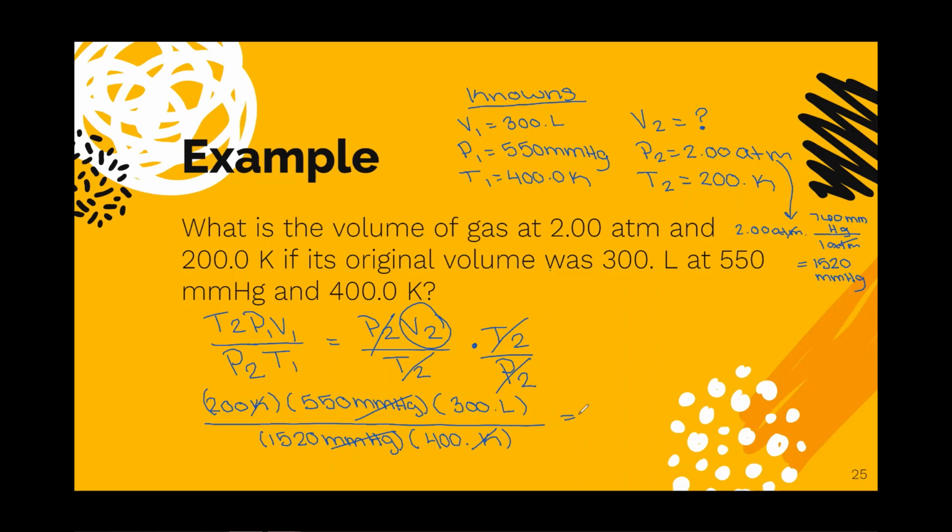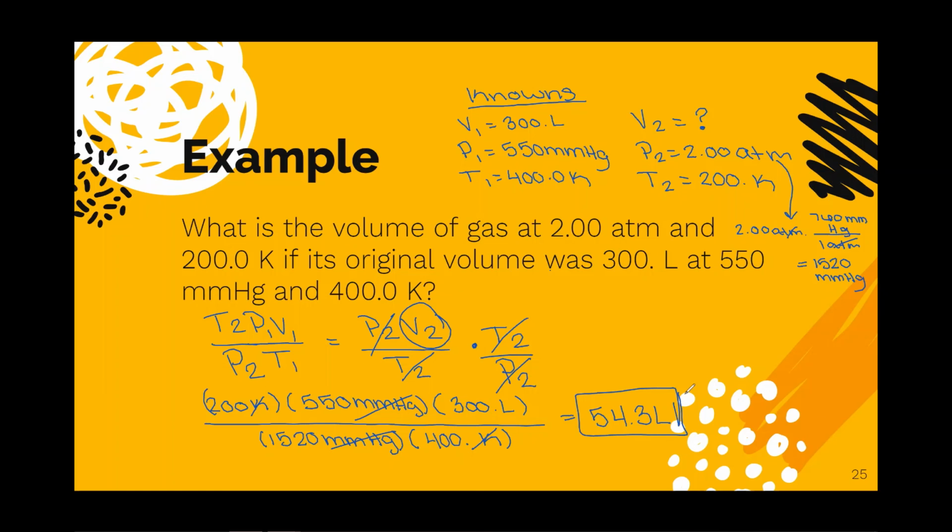So I'm going to take 200, multiply it by 550, then multiply it by 300, and then divide it by 1,520, and then divide it by 400. And I get my new volume to be 54.3 liters.